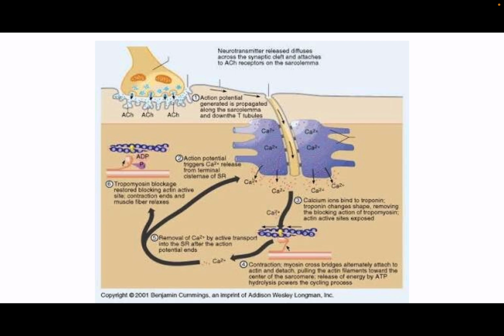When we're done contracting, okay, now I'm down to step number 5. The calcium gets pumped back into the sarcoplasmic reticulum. Now, it does this because up at the synapse, the synaptic cleft and the motor end plate, the acetylcholine is being broken down by acetylcholinesterase. And then finally, after that calcium's gone, if you look at step 6, it says the tropomyosin blockage is restored. So we are blocking those sites so the cross bridges cannot attach anymore, and we've relaxed our muscle.